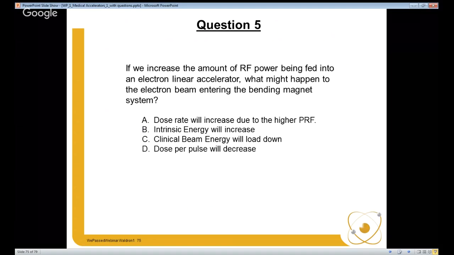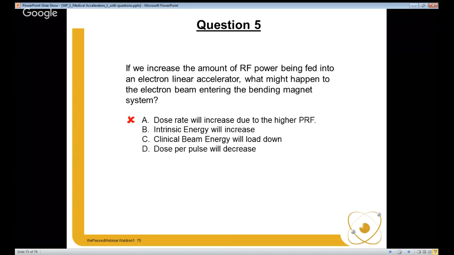All right, Tim. Yep. Okay. Yeah, looks like they're getting it. Okay, if we increase the amount of RF power being fed into an electron linear accelerator, what might happen to the electron beam entering the bending magnet system? What is the most correct answer? And this is probably the hardest question of the group.